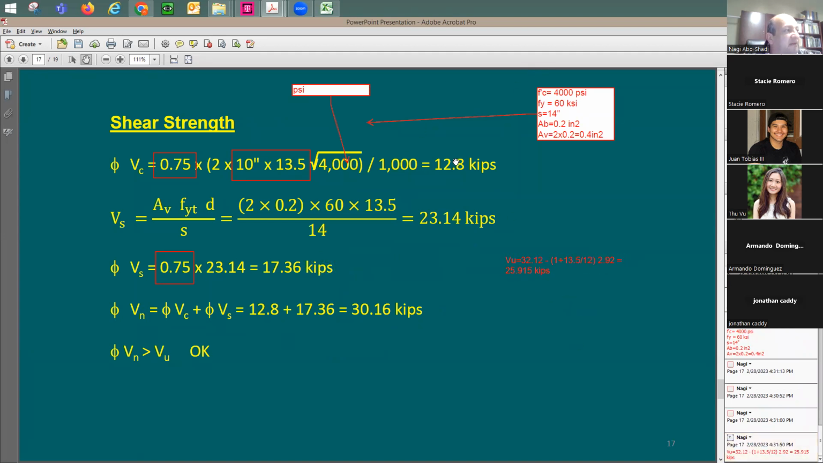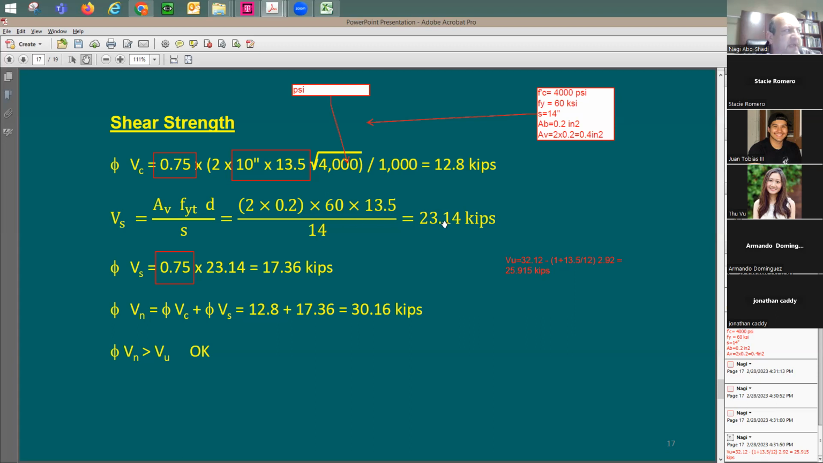So the concrete by itself is not enough to resist the demand. So the contribution of the steel here is going to be needed. I say, okay. Vs, based on the provided ties, is going to be equal to Av. If you remember, Av equals 0.4 square inches. Times 60 ksi for fy, right? Times the depth, 13.5, divided by the spacing. You guys remember the spacing? From the problem, it was 14 inches. So I put here 14.